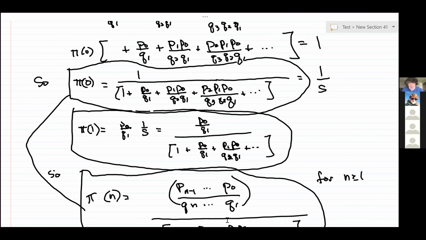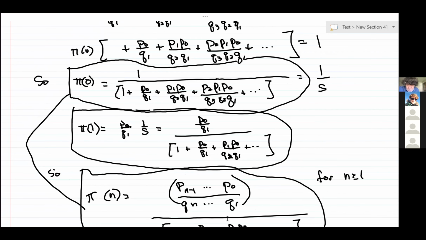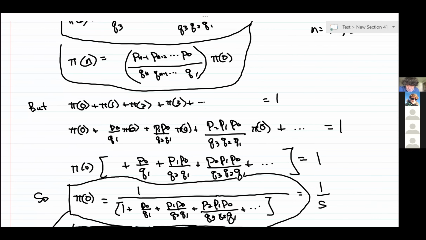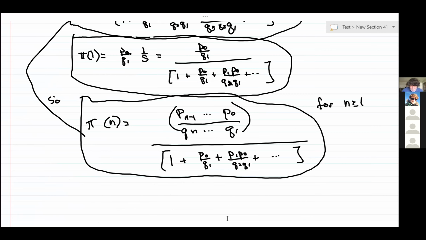I don't know. Does it help at all to go through the details again? I hope so. Let's do an example. So here's an example.